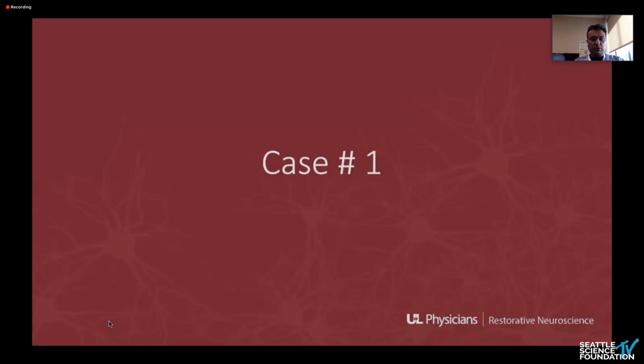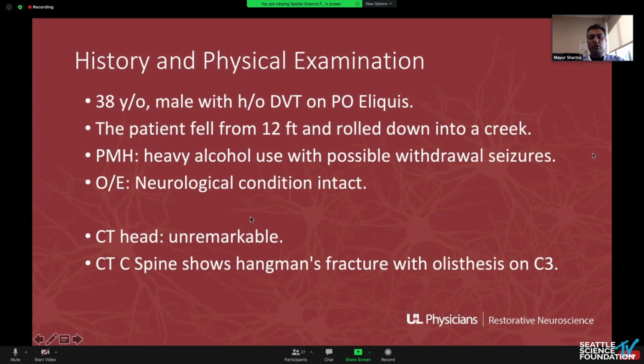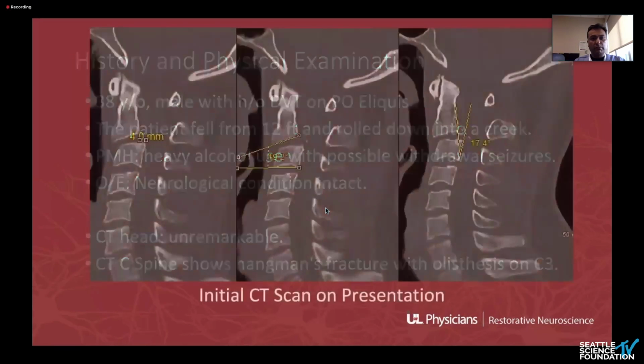The first case is a 38-year-old male chronic alcoholic with a history of deep vein thrombosis on Eliquis. He had a fall from a creek, around 12 feet in height, possibly under the influence of alcohol with some withdrawal seizures. When he presented to us in the ER, he was neurologically intact. CT head was unremarkable, and CT cervical spine showed Hangman fracture with listhesis of C2 on C3.